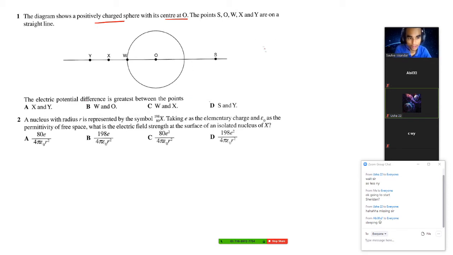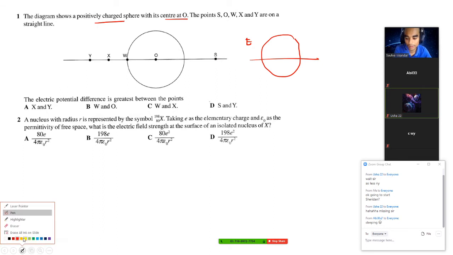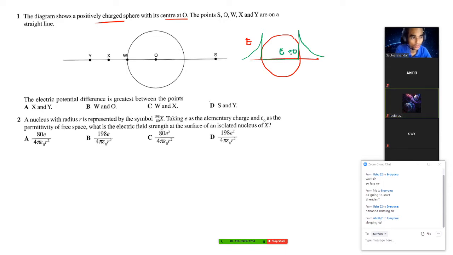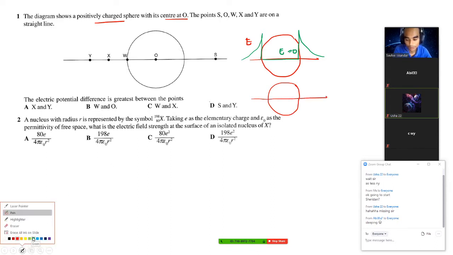Remember that for a sphere, the electric field E inside the sphere is always 0. So if we're talking about electric field, it goes up at the surface, and when it reaches the inside of the charged sphere, E will be equal to 0. But when we're talking about potential difference across a charged sphere, it will not be 0. It never is 0. V will have a value where it goes up and goes down like that.